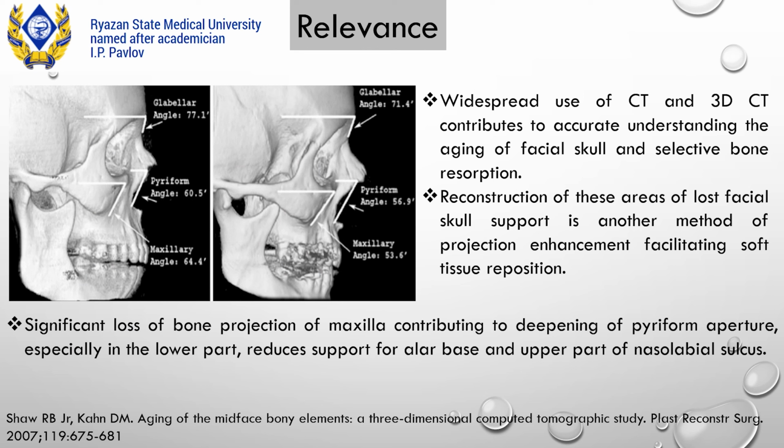Widespread use of CT and 3D CT scans contributes to an accurate understanding of the aging of the facial skull and selective bone resorption. Reconstruction of these areas of lost facial skull support is another method of projection enhancement, facilitating soft tissue repositioning. Significant loss of bone projection of the maxilla contributes to deepening of the piriform aperture, especially in the lower part, and reduces support for the alar base and the upper part of the nasolabial sulcus.